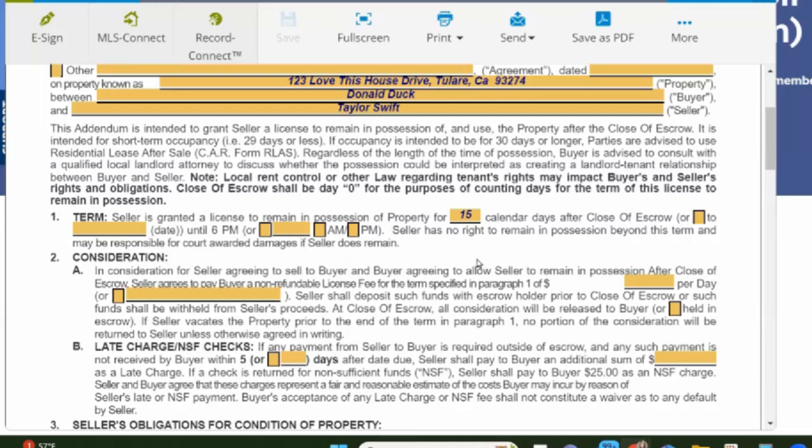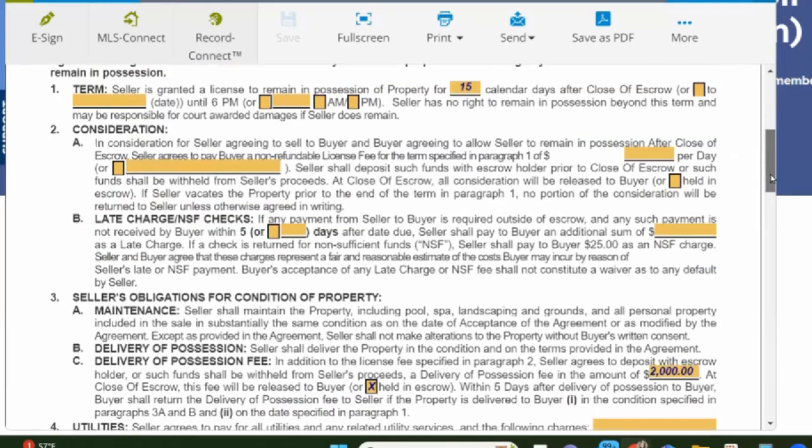Although it does say the seller has no right to remain in possession beyond this term and may be responsible for court-awarded damages if seller does remain. So this is where it's a little bit risky to a buyer to allow a seller to remain in possession, because what if they don't move? Well, then you have to get the court involved in all of that. But in our market, seller in possession is a very common request from sellers.